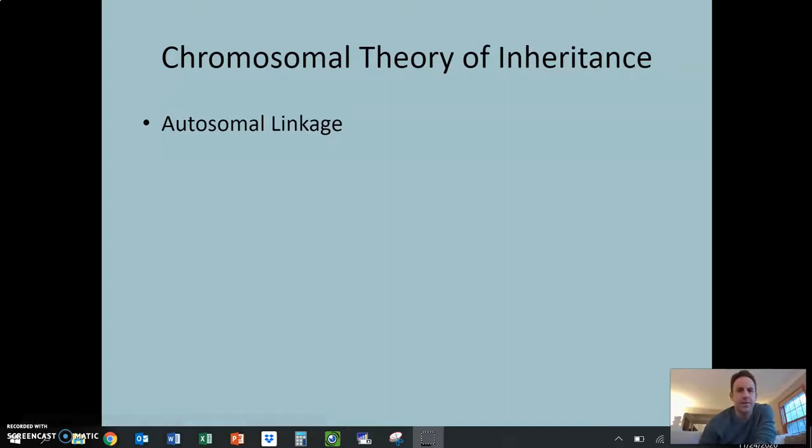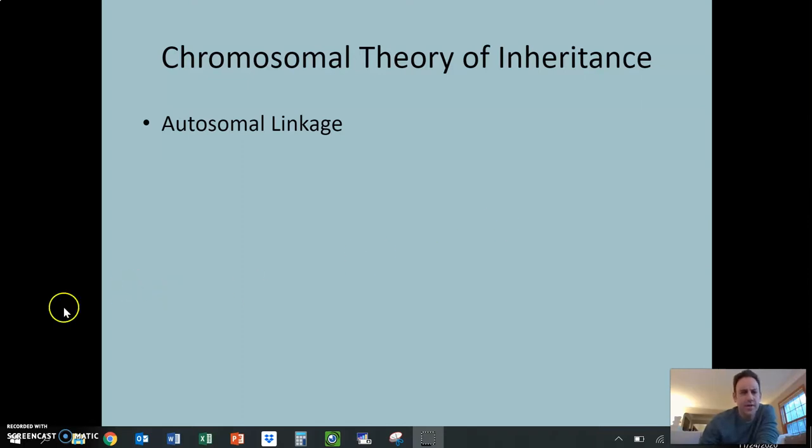If you recall from last chapter, we said that if you look at the karyotype, there are 46 chromosomes arranged in 23 pairs, and one pair of those chromosomes are the sex chromosomes, and the other 22 pairs are called autosomes. So in our last screencast, we looked at sex linkage, that is traits that are located on the sex chromosomes. And so in this screencast, we're going to look at autosomal linkage and some things that can happen with those. So let's take a look here.